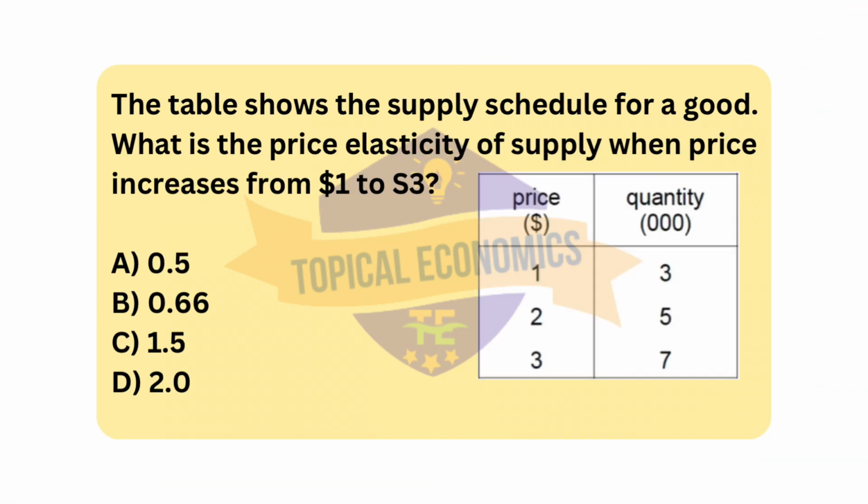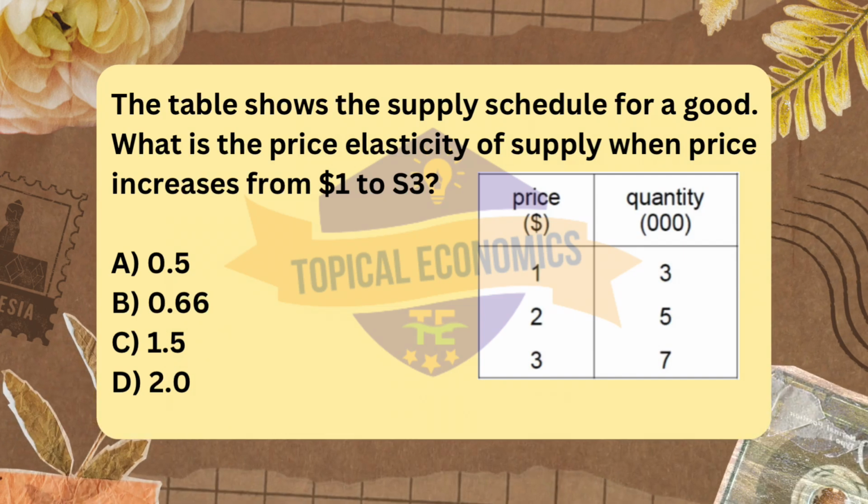Moving to the fourth question. The table shows the supply schedule for a good. What is the price elasticity of supply when price increases from $1 to $3? A. 0.5. B. 0.66. C. 1.5. D. 2.0. Reference, 2021, February-March version 2. The correct answer for this question is option B.